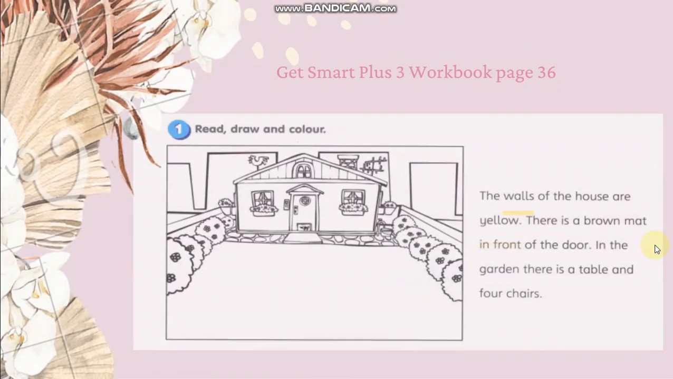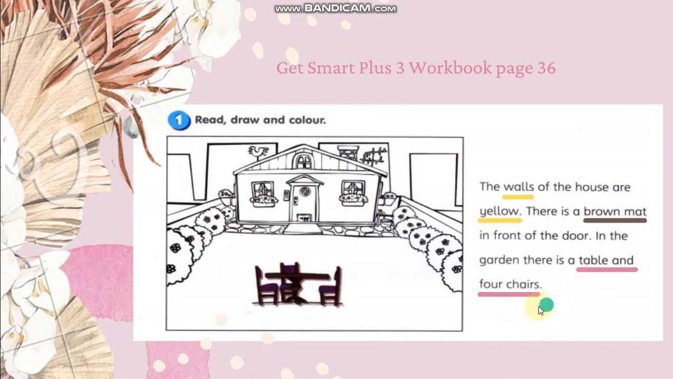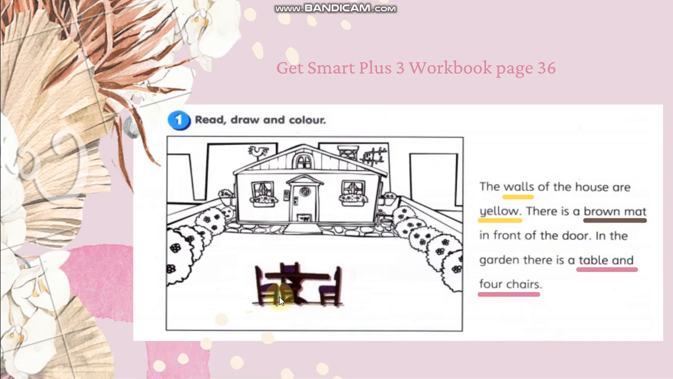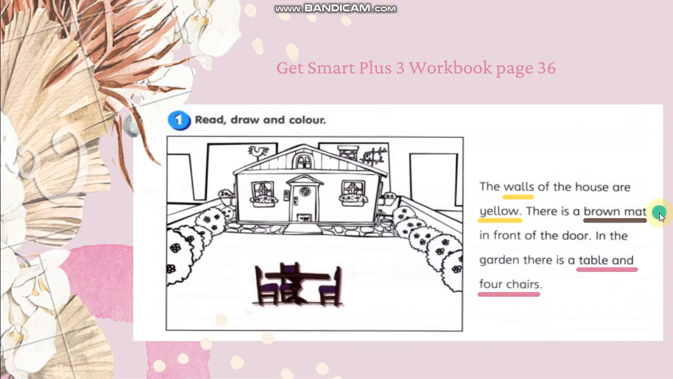Okay, last one. In the garden, there is a table and 4 chairs. So in the garden, so here is the garden. There is a table, 1 table and 4 chairs. This is an example. I couldn't find another picture with 4 chairs, so I just put this here as an example. So what you need to do is you have to draw a table and 4 chairs here in the garden, and then you color the table and the chairs. Right? Can you do that?